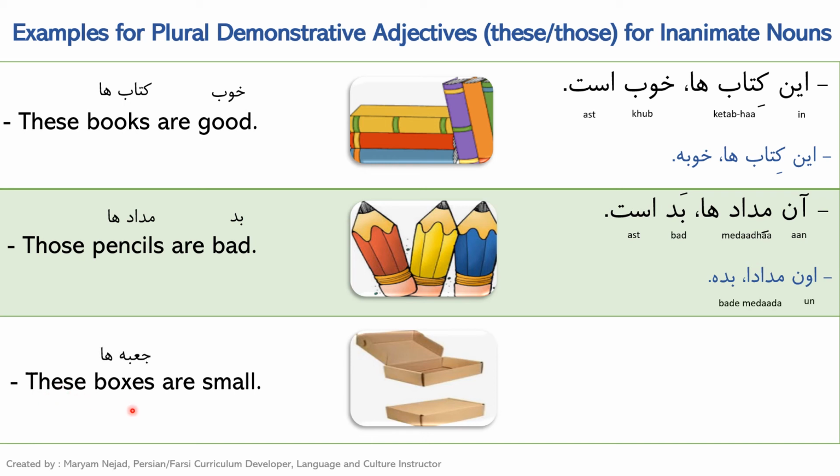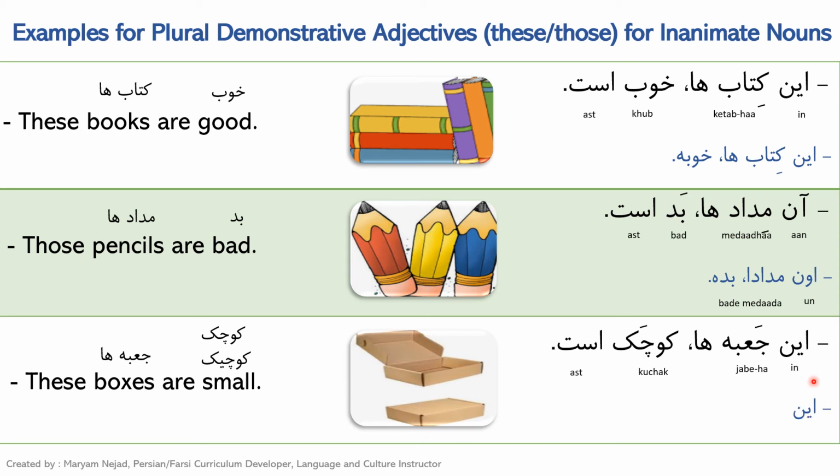Next one, these boxes are small. Boxes جعبه ها, and small is کوچک for formal and کوچیک for informal. So this sentence is این جعبه ها کوچک است. Or the informal, این جعبه ها کوچیکه.